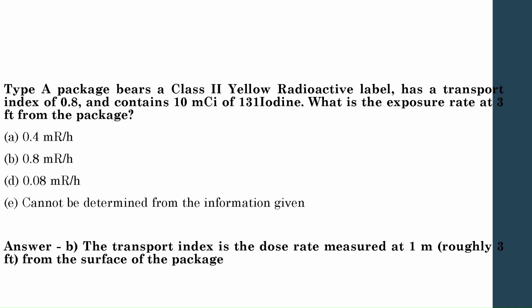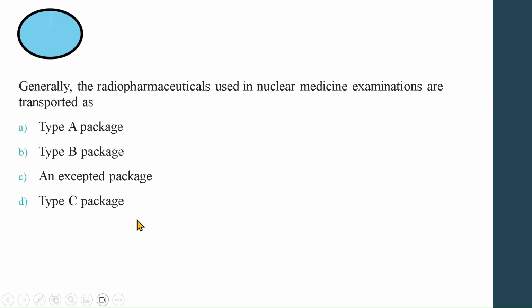So in this question, it is asked what is the exposure rate at 3 feet from the package. 3 feet is 1 meter, and transport index is exposure rate at 1 meter or 3 feet. So transport index here given is 0.8. So the right answer will be 0.8 milliroentgen per hour.